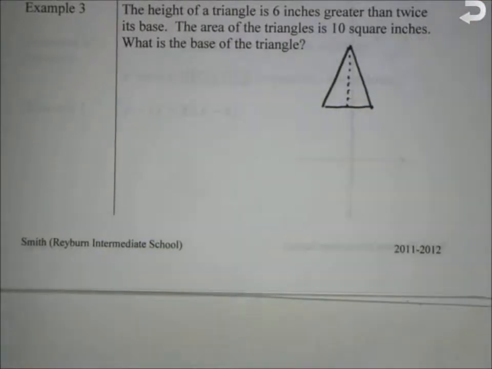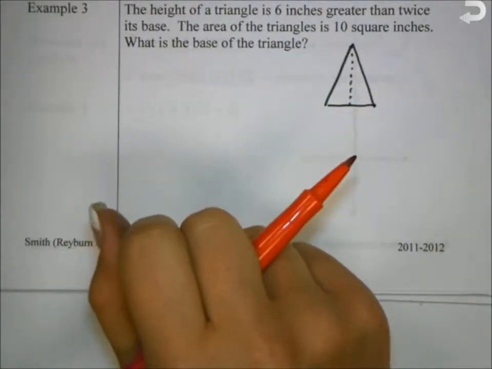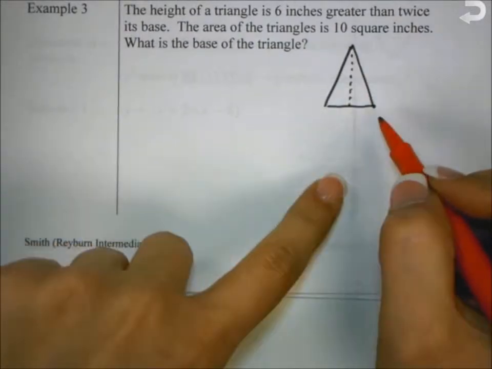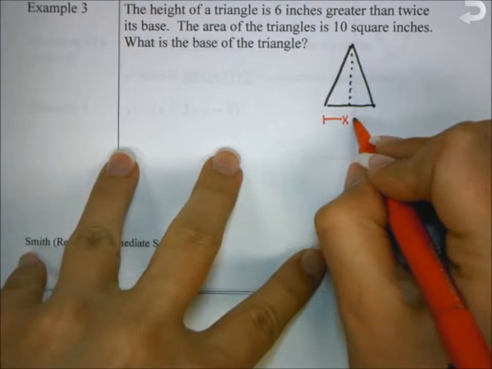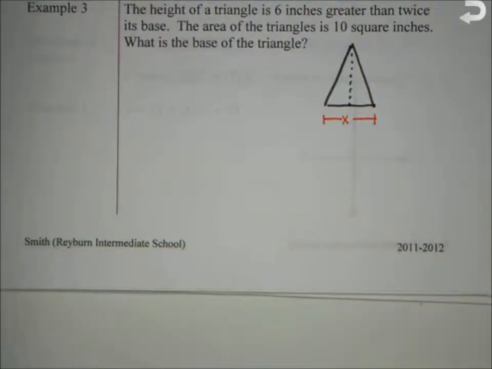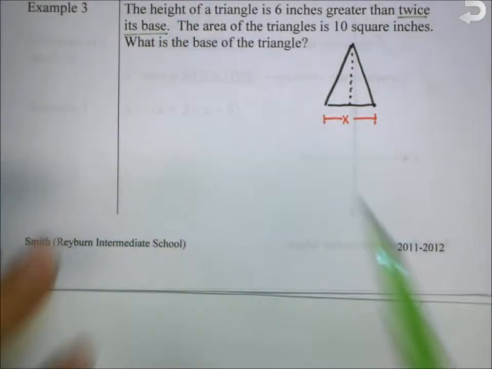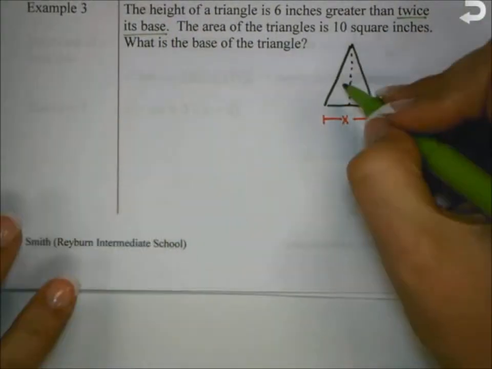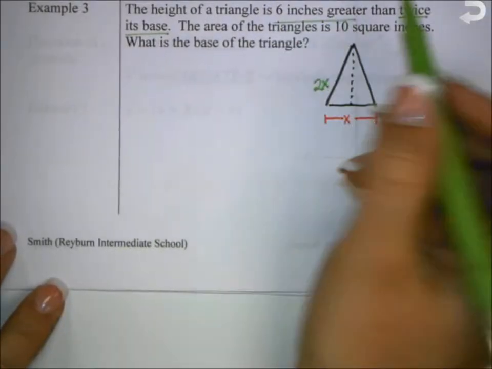Okay. The height is 6 inches greater than twice the base. So what variable do you think the base is going to be? The base is x. And what would the height be? Twice the base, so x times 2, or just 2x. And it's 6 inches greater, so it's going to be 2x plus 6, right?